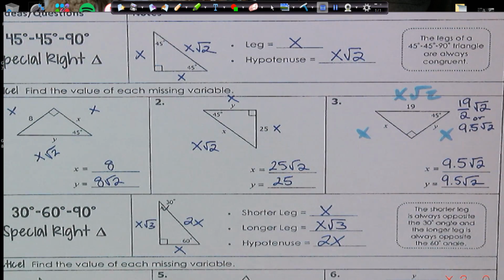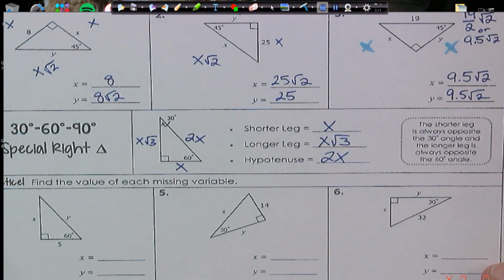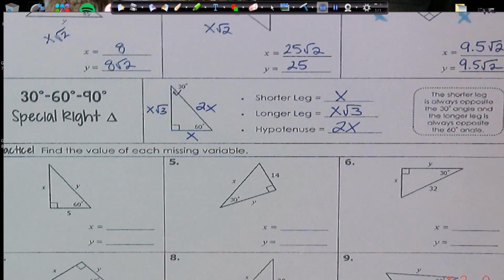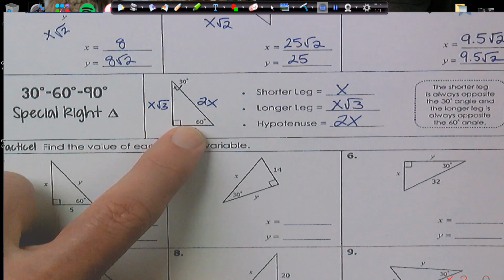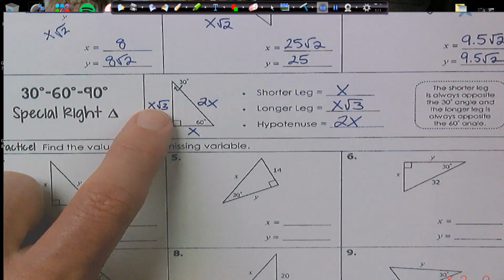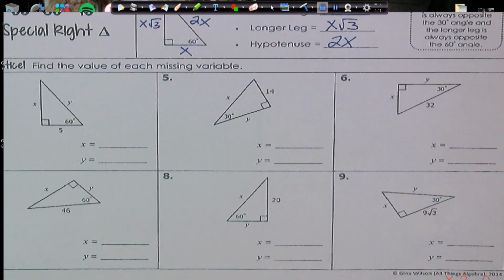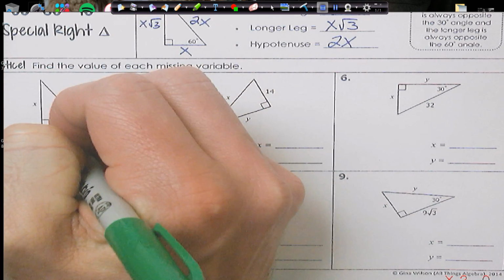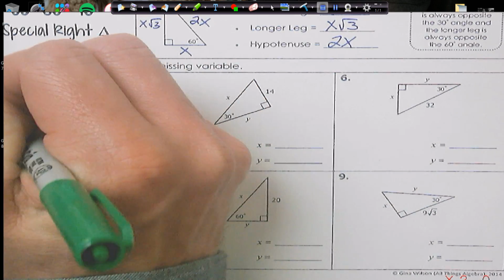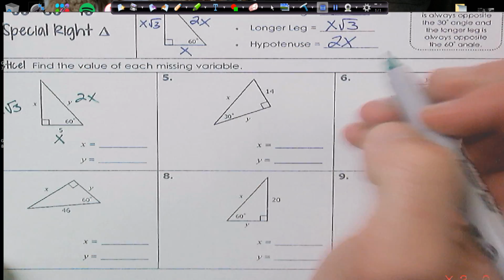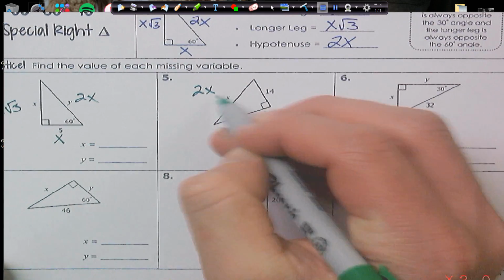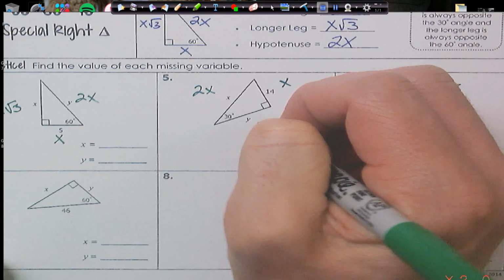Okay, let's continue on. And we look at 30, 60, 90 special right triangles. Across from the 30 is x, across from the 90 is 2x, and across from the 60 is x rad 3. So I'm going to quickly go through all of these and label them with the correct response. And so let's go ahead and do that. I'm going to do it in green so I can do my work in blue. So here we go. Across from that is x, that's going to be x rad 3 and 2x. Okay, so across from the 90, across from the 30, across from the 60.